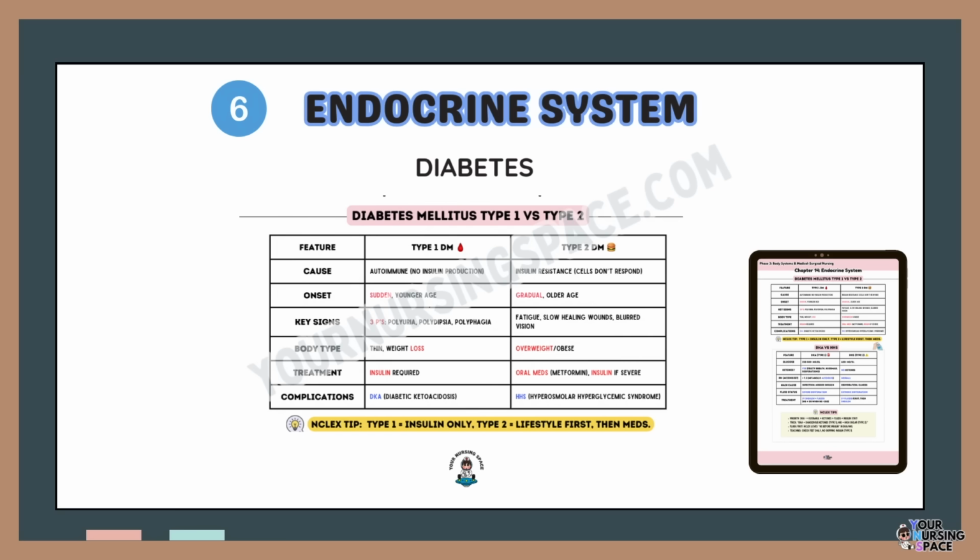A fasting blood glucose level of 126 milligrams per deciliter or higher is diagnostic for diabetes. A random blood glucose over 200 milligrams per deciliter, along with symptoms of hyperglycemia, also confirms it. Another test you need to know is the hemoglobin A1C test, which tells us about a patient's long-term glucose control over the past 2 to 3 months. An A1C level of 6.5% or higher confirms diabetes. If blood sugar levels aren't managed properly, diabetes can lead to serious complications like neuropathy, kidney damage, vision loss, and cardiovascular disease. So patient education is crucial.